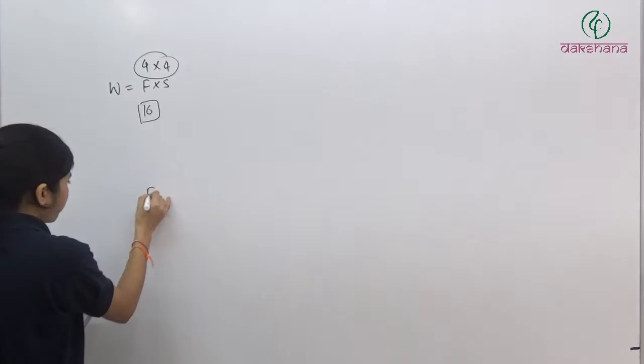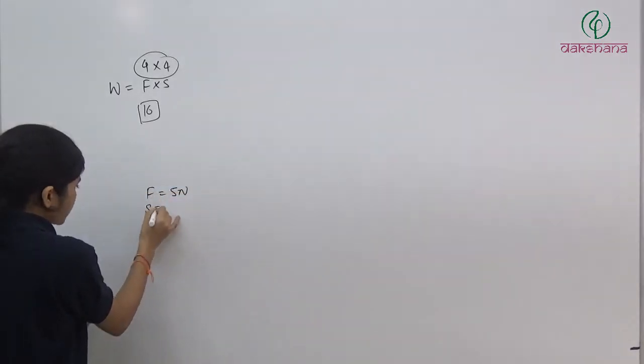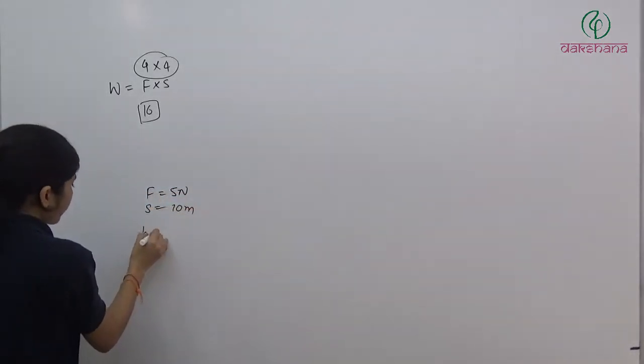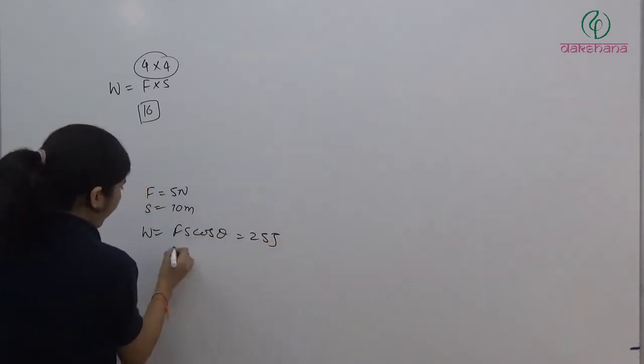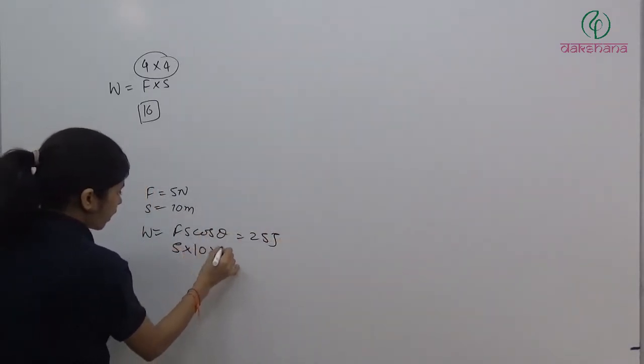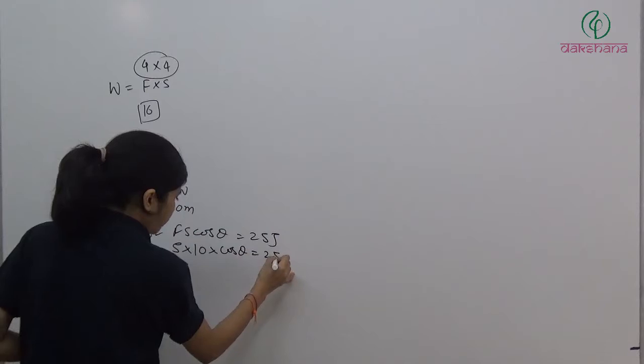So what is happening? F is equal to 5 Newton, S is equal to 10 meter, work done is equal to F S cos theta. It is given as 25 joule. F is 5, displacement 10, cos theta we don't know, 25 joule.